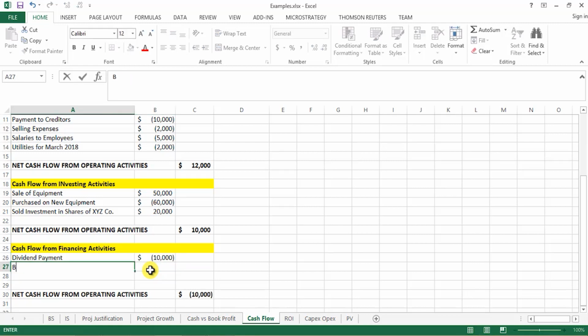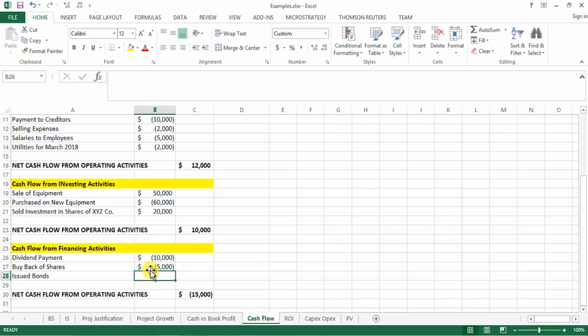We bought back shares, a buyback of shares, because we had surplus cash. Even that's an outflow because you have to pay cash to get the shares, another $5,000. We can say we issued bonds to raise capital for new machinery, for expansion of activities, or any other reason, just issued bonds for let's say $30,000. Issue of bonds is where the company is getting the money in, so that's a positive cash flow.